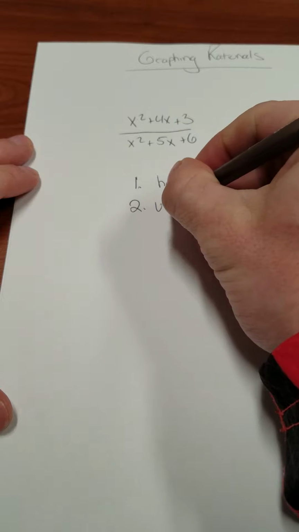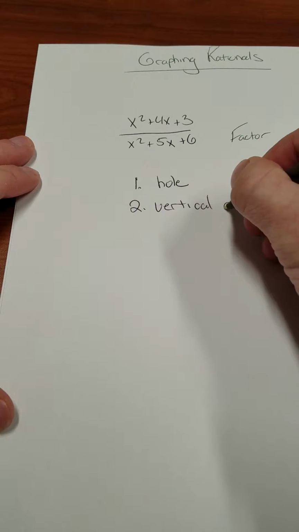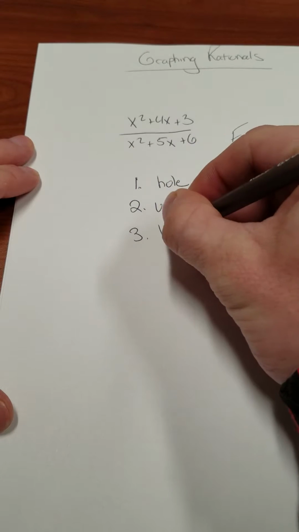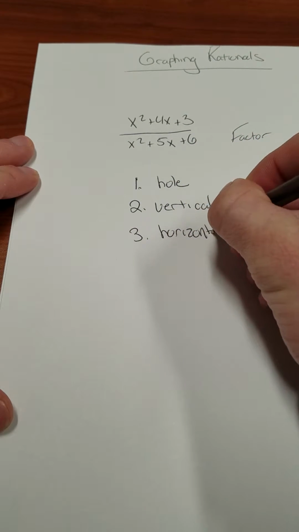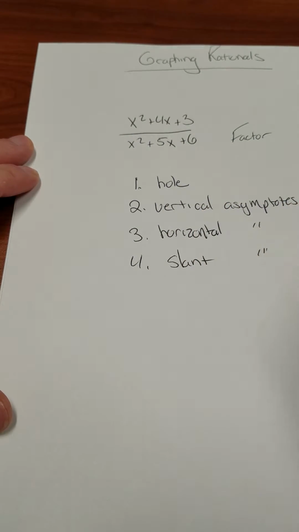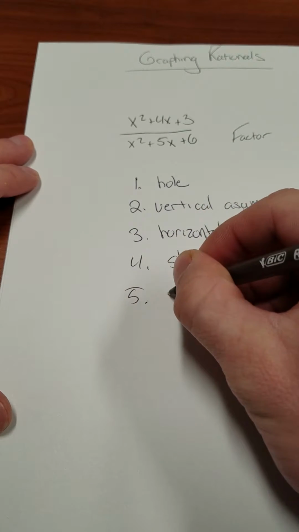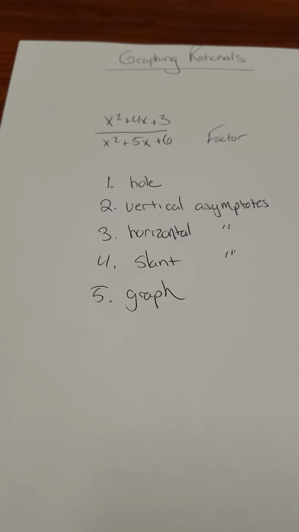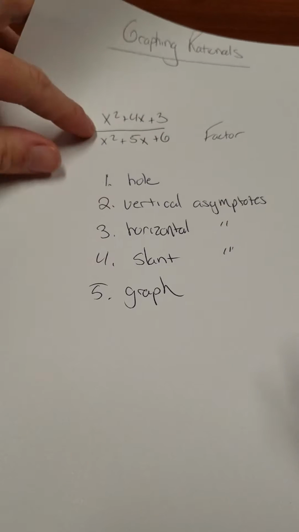We'll be looking for vertical asymptotes. We will be looking for horizontal asymptotes. And we'll also be looking for slant asymptotes. Okay? And then once we find all those different things, we'll look at how to graph these. All right? So there's a lot that goes on within this, but I'm going to break it down in a bunch of different videos for you. That way you can go back and reference each video if you have any issues while working through it.